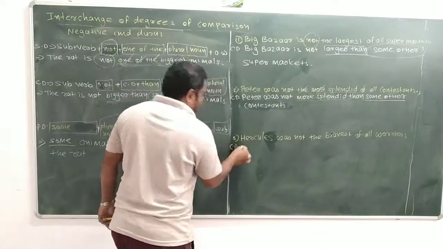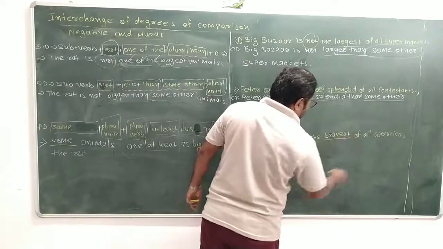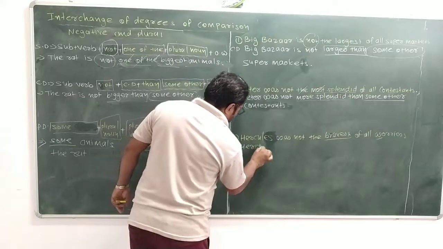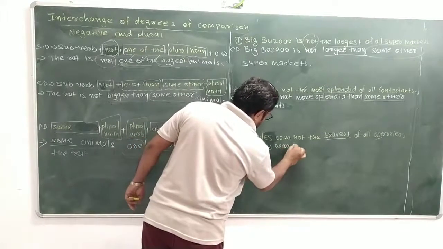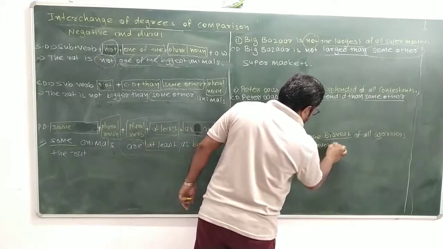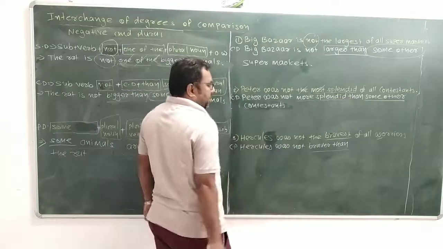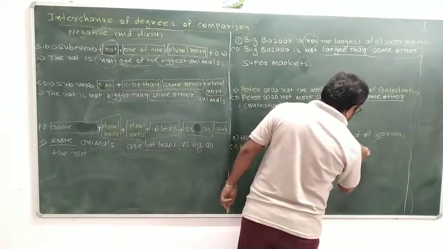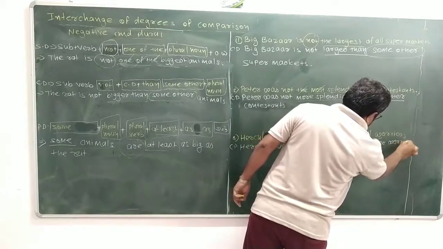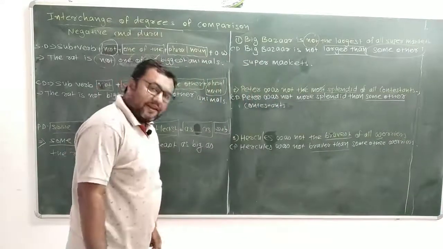Now next, comparative degree. Hercules was not the bravest of all the warriors. So Hercules was not bravest, the comparative degree is braver than. Hercules was not braver than some other warriors. That is the comparative degree.